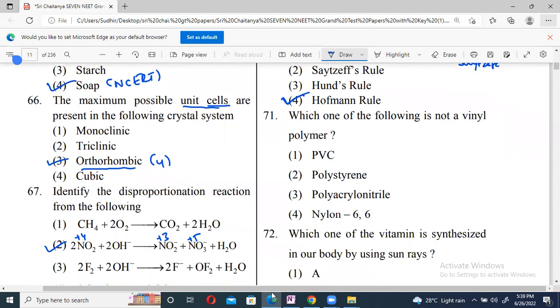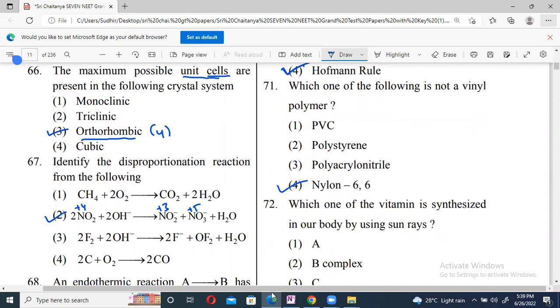Which of the following is not a vinyl polymer? It's directly coming from the polymer chapter. Nylon 66 is not a vinyl polymer, right? Remaining all are vinyl only. Polystyrene, polyacrylonitrile, polyvinyl chloride, they all are vinyl. But nylon 66, you know, is a polymer obtained from hexamethylene diamine and adipic acid. Means it is a polymer obtained from what?